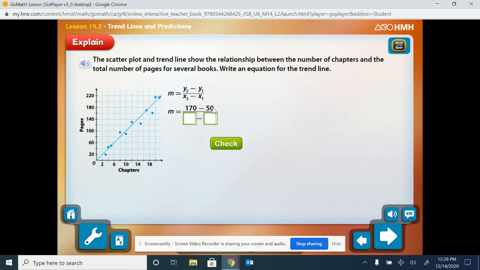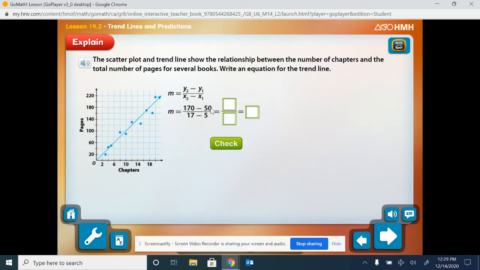So they said (5, 50) and (17, 170). So I think it's going to be 17 over here and 5 over here, because they said 5, 50 and 17, 170. Excellent. The values of x2 and x1 in the equation are 17 and 5. Now, simplify the fraction to solve for the value of m.